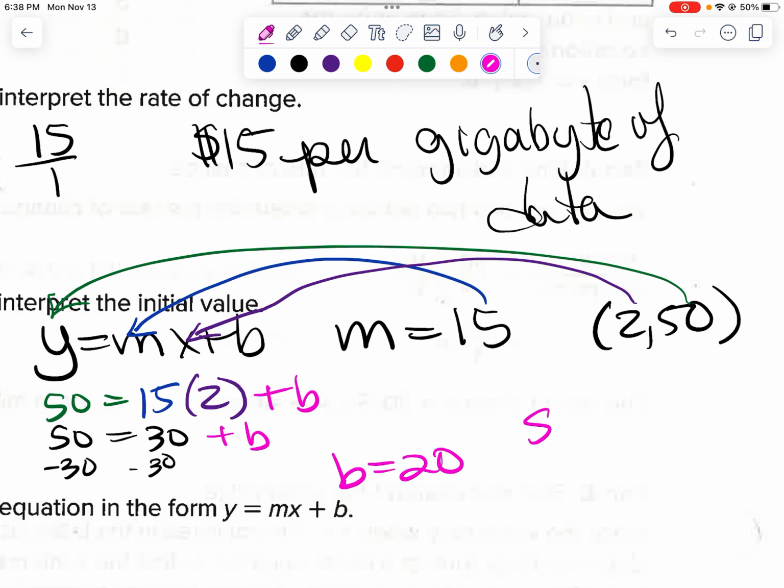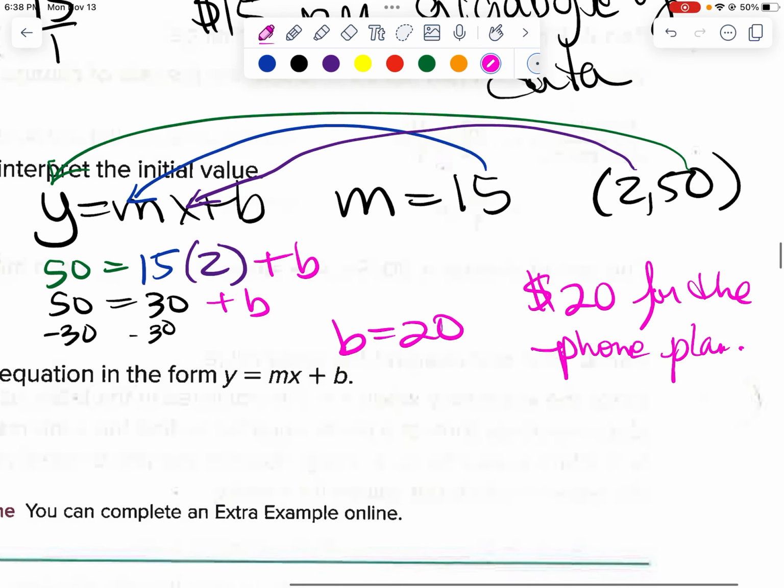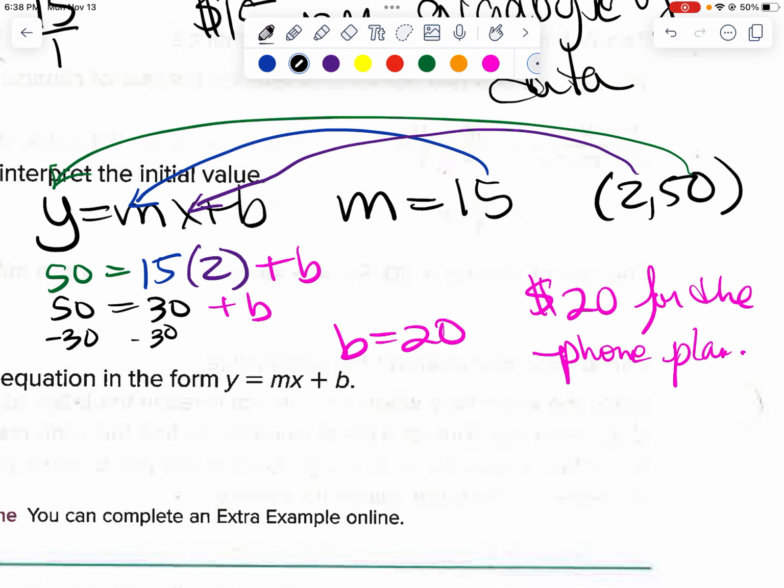What does that mean? It means $20 for the phone plan. Now I'm going to put it in y equals mx plus b form. I'm going to replace the m with 15 and the b with 20. And there we have our equation of the line.